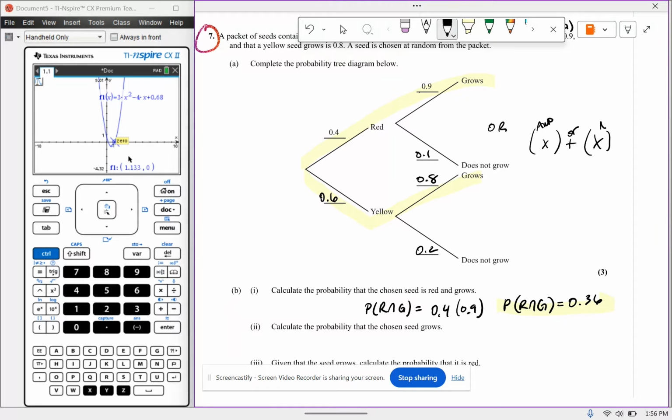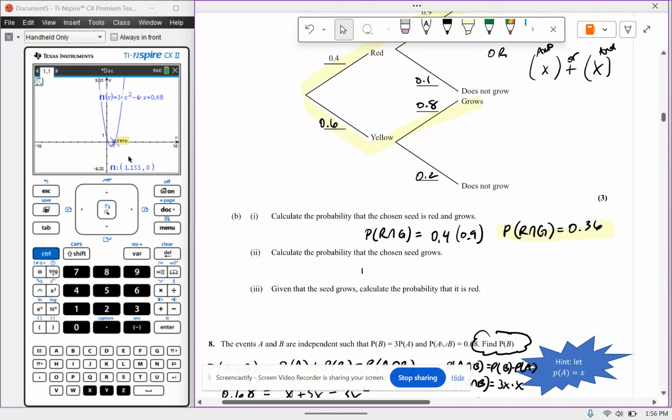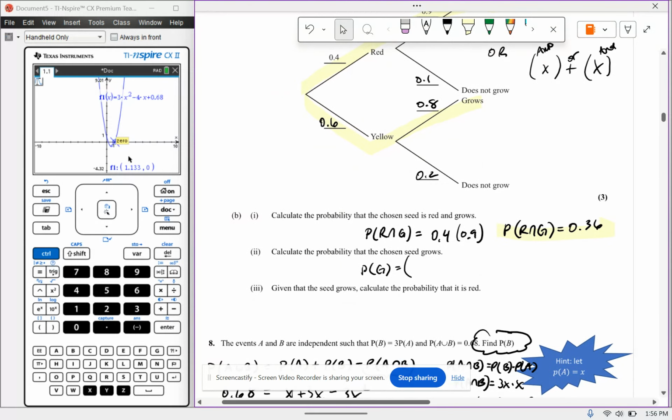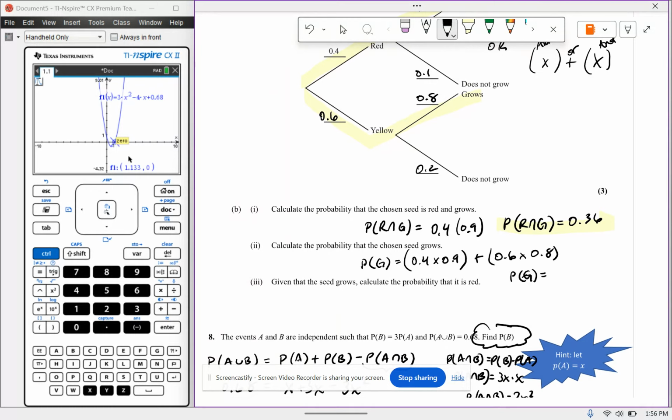Okay, so calculate the probability that the chosen seed grows. Probability of grows is equal to, well, we know red and grows, that's 0.36, but let's just set it up. So if you were looking at this later, you could figure it out. And then 0.6 times 0.8. Tell me what you guys get for the probability of grows. 0.84.